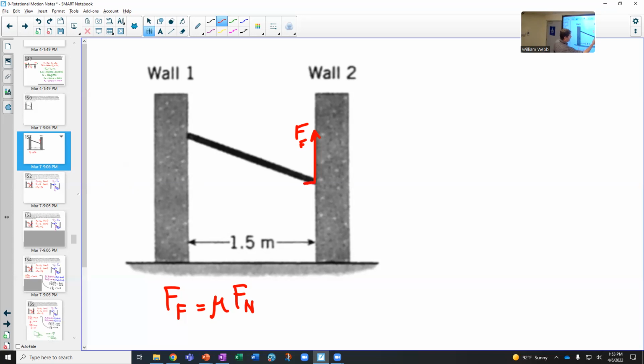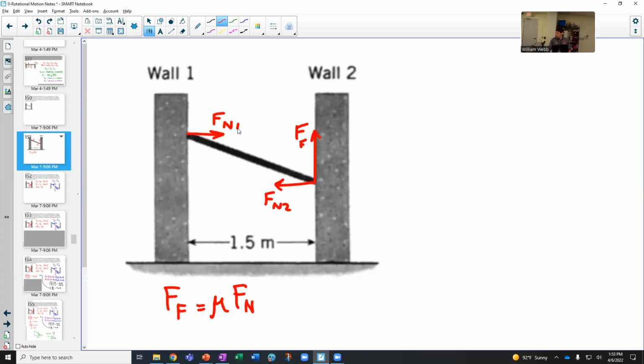We'll call this one normal force 2, since it's on wall 2. But if that wall's pushing, then this wall also would be pushing. There's no friction over here on this one, but there would be a normal force. So we've got normal force 1, just to distinguish it since it's wall 1. Now in this case, would the gravitational force be equal to the normal forces or the friction force? Or none of the above?